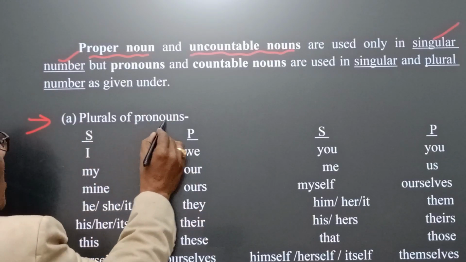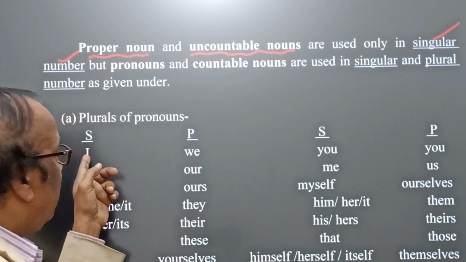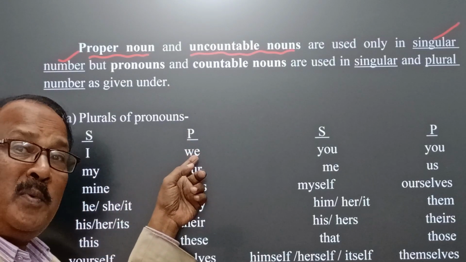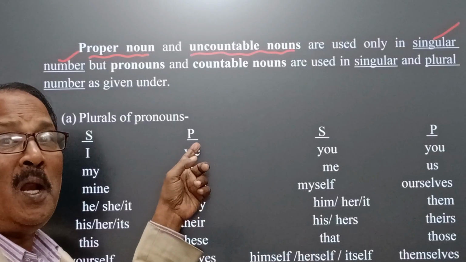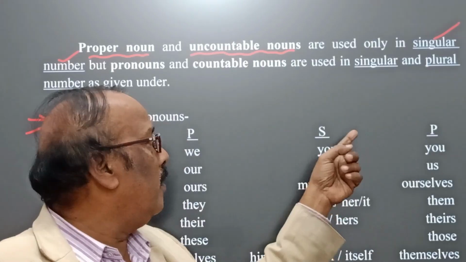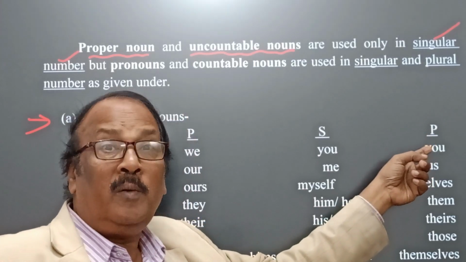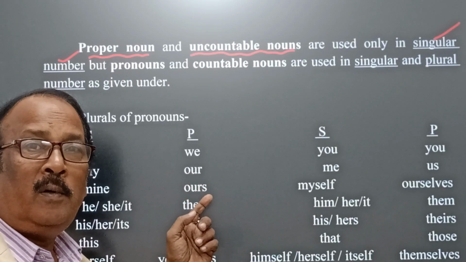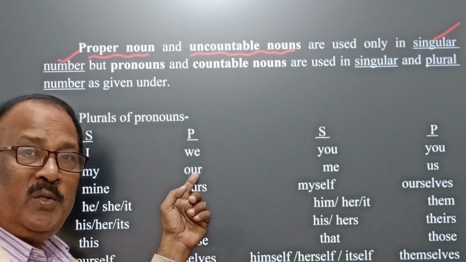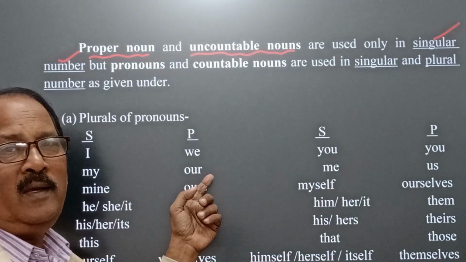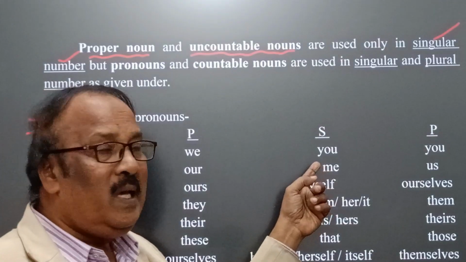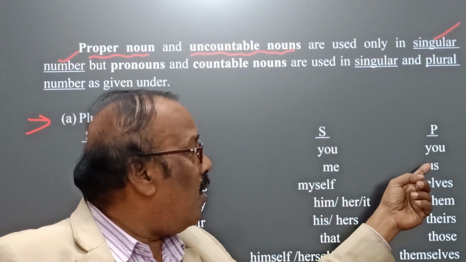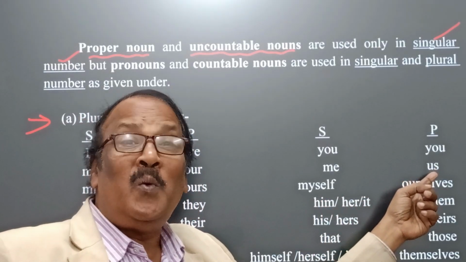Let's see how plurals of pronouns work. I is first person singular number, but we is the first person plural number, personal pronoun. Similarly, you is second person singular number, again second person plural number, you. My is the determinative form of I, and our is the determinative form of we. Next, me is the objective form of personal pronoun I, and us is the objective form of we.